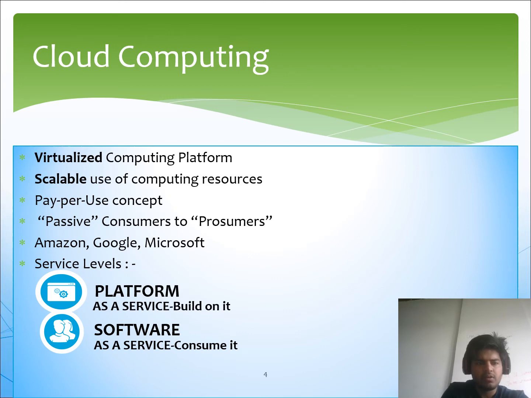Green cloud computing. When talking about a cloud computing system, it is helpful to divide it into two sections, the front end and the back end. They connect to each other through a network, usually the internet. The front end is the side the computer user or client sees. The back end is the cloud section of the system. So as you can see, there is a virtualized computing platform, scalable use of computing resources, pay-per-use concept, passive consumers to pro consumers, Amazon, Google, Microsoft, service levels, platform, software.